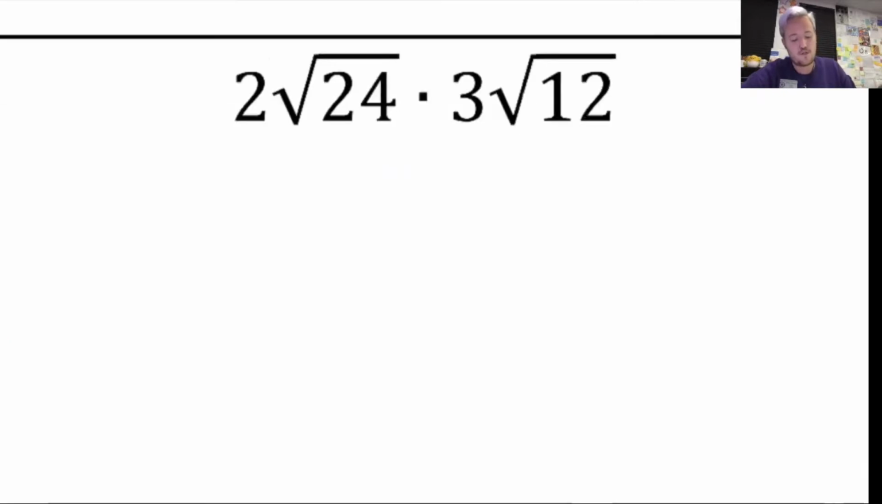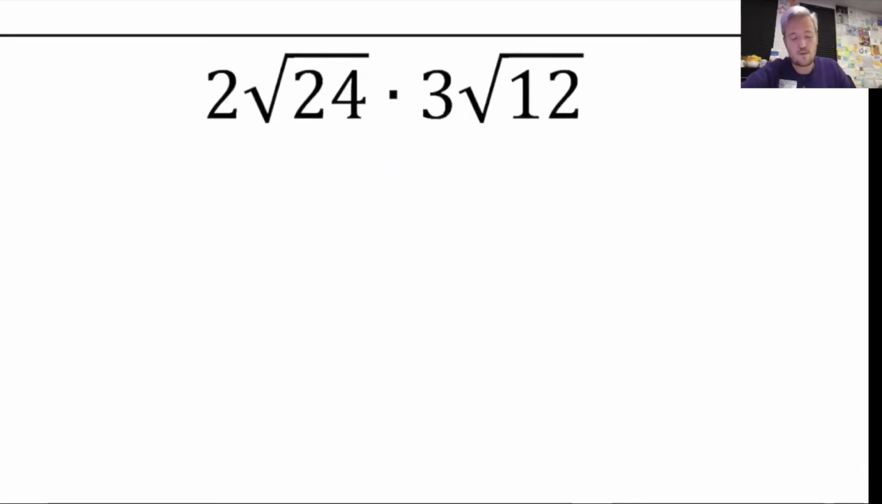All right, so now for this next one over here, we have 2 root 24 times 3 root 12. So I'm going to be a little bit more strategic about how I solve this one. I'm not going to do a factor tree. I'm going to do a different method. All right, so first thing I'm going to do is group the 2 and the 3 together, and then I'm going to group the 24 and the 12 together under the same radical.